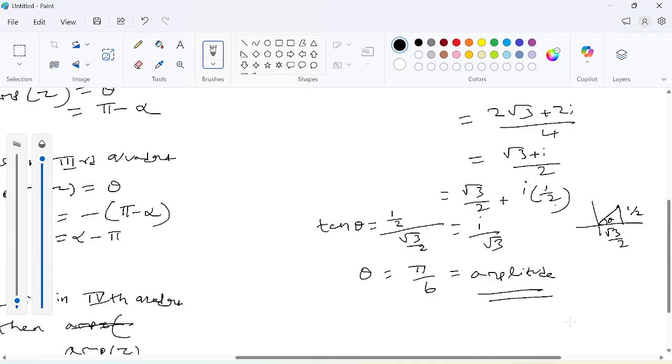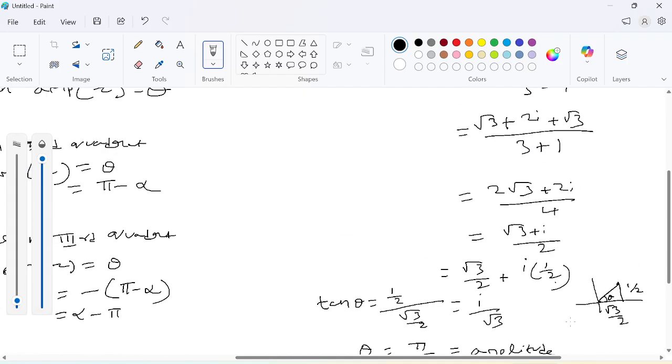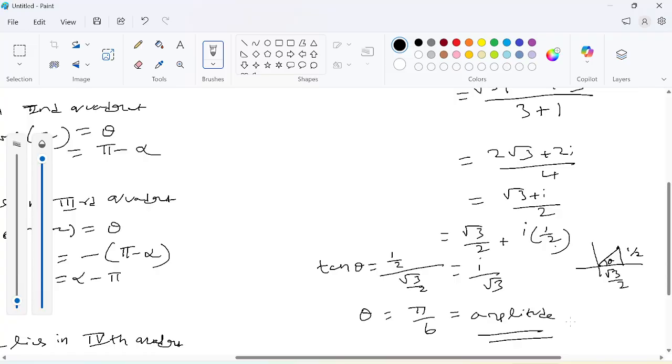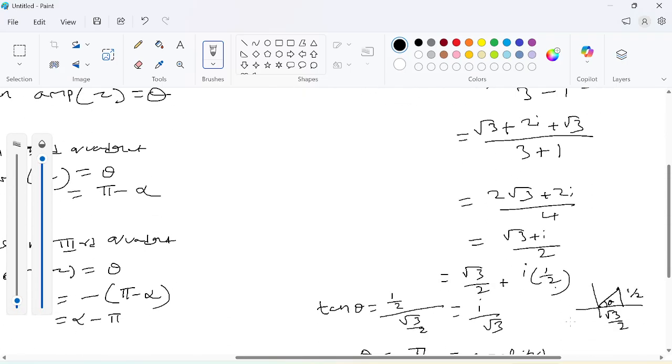See, if it is general you have to add 2n pi plus, but here it is the principal value amplitude. So like that I am solving, root 3 by 2 plus i into 1 by 2, tan theta equal to this one. Understood everyone? If you have any doubt, you can pause the video and also see that. Next.